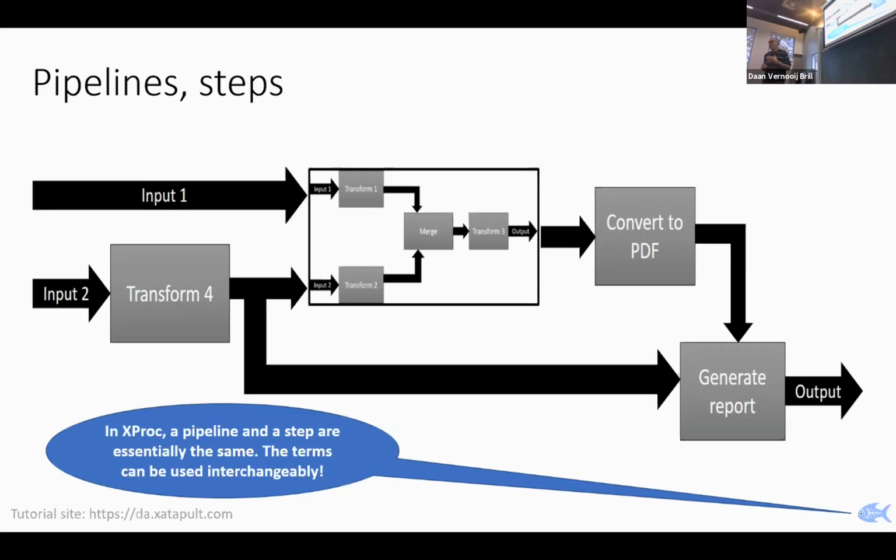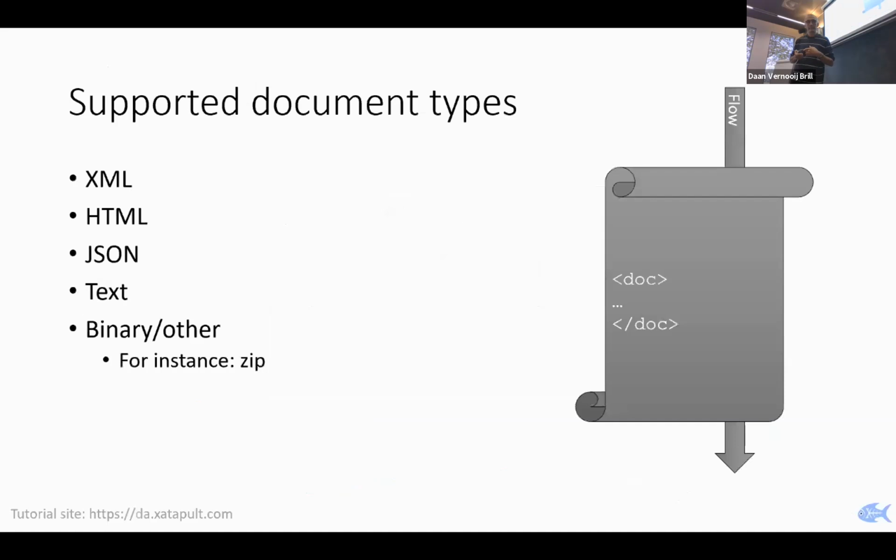So then, what is a step? A step is actually the same as a pipeline. A step is something that takes inputs, does something with them, and produces outputs. So pipeline and step are interchangeable concepts in XProc. Wherever you say pipeline, you can say step or vice versa. It's completely interchangeable.